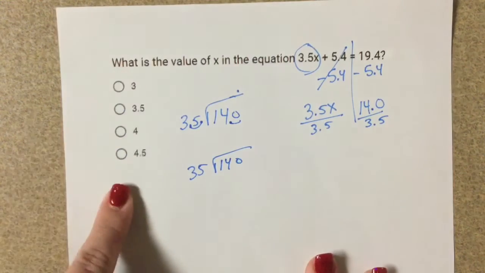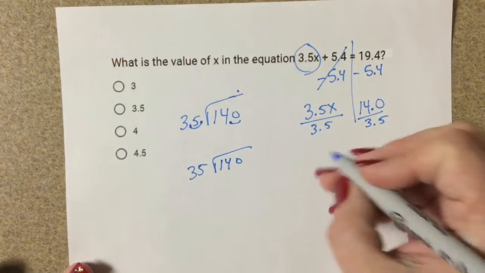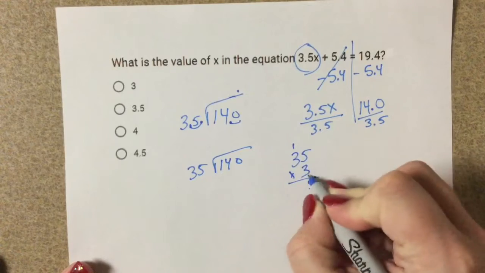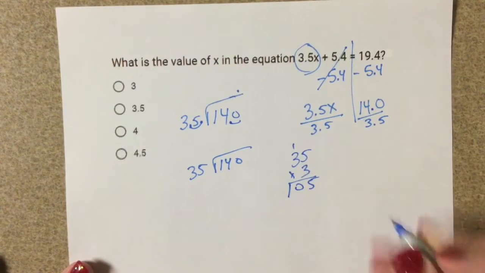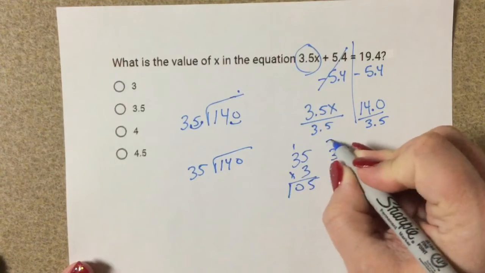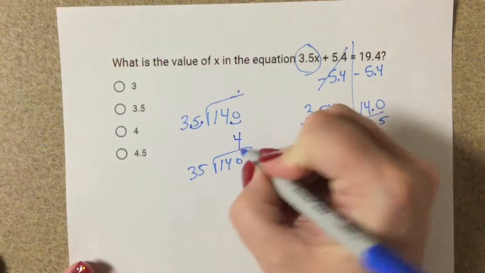Well, I have these answer choices over here, so somewhere between 3 and 4. So let's try 3. So if I just multiply this out, I get 105. So let me try times 4, and I get 140 nice and even.